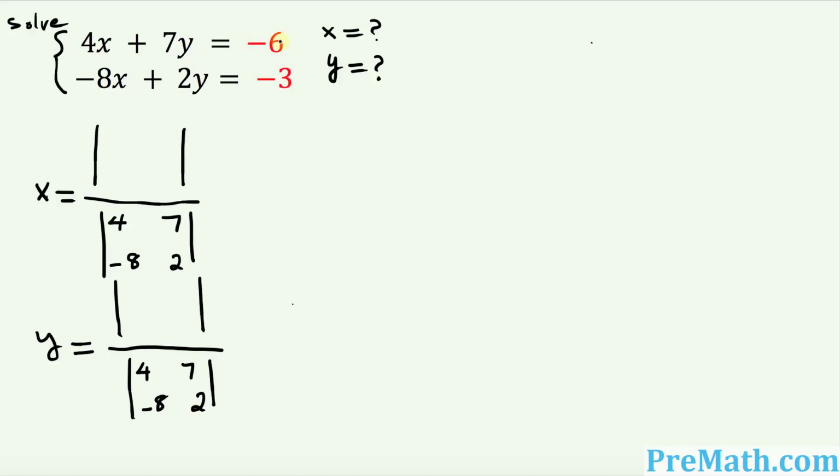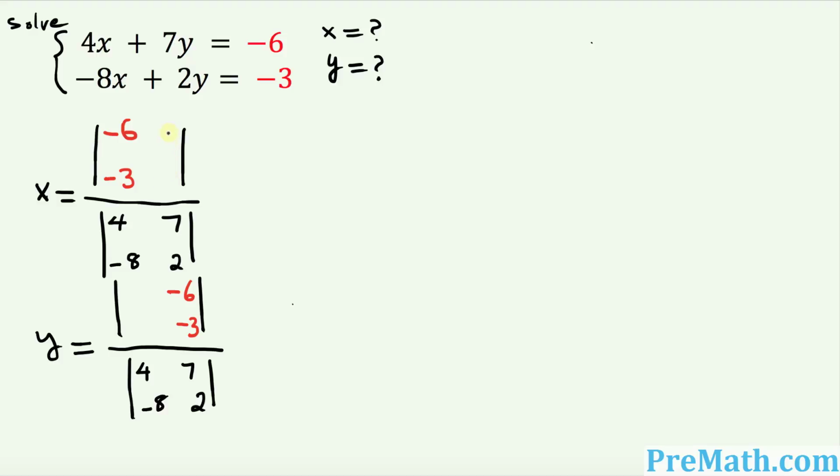Now look at the right hand side, these numbers which are in red: -6 and -3. I want you to put down these numbers on the left hand column for x. So this is going to be -6 and this is -3. For y, these numbers are going to show up all the way on the right hand side. So this is going to be -6 and -3.